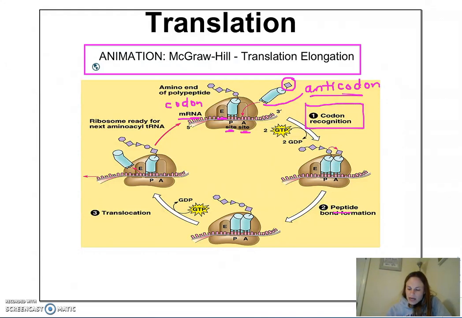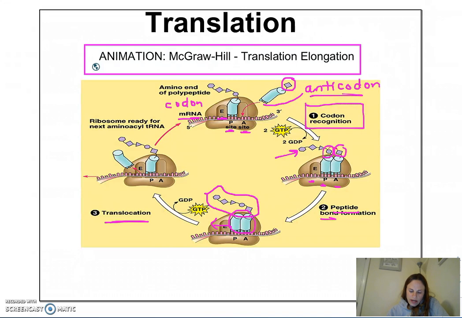Then you've got peptide bonds forming between neighboring amino acids. So do you see how this is a growing chain of amino acids, aka a growing chain of polypeptides? We still have our E site and our P site and our A site, and now we've got our peptide bonds forming between our growing polypeptide chain. The last step of elongation is called translocation, where our transfer RNA is going to shift to the left.